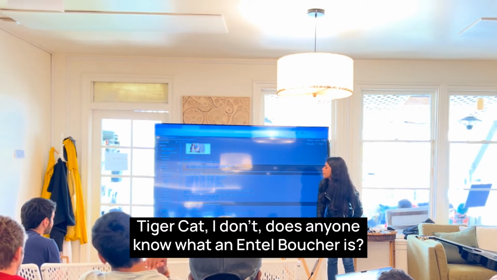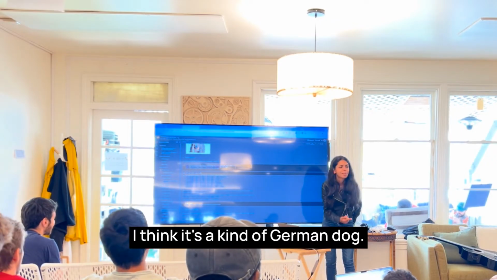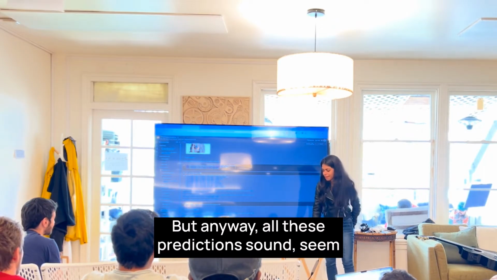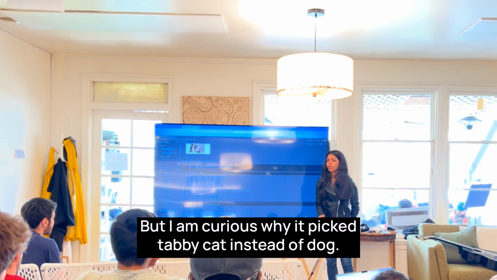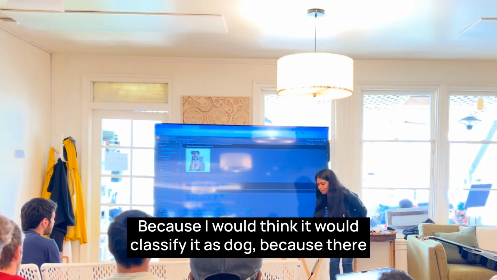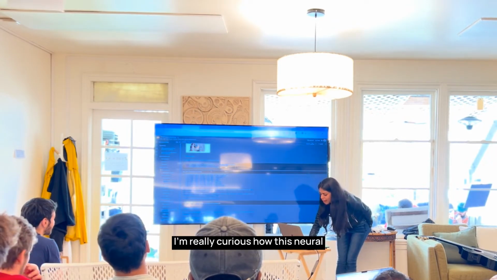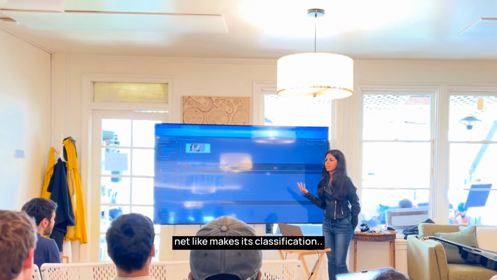Does anyone know what an Appenzeller is? Sounds German. I think it's a kind of German dog, but I don't know. But anyway, all these predictions seem pretty reasonable to me, but I am curious why it picked tabby cat instead of dog, because I would think it would classify it as dog, because there were just more dog patches. So why is it classifying it as cat? I don't know. I'm really curious how this neural net makes this classification.